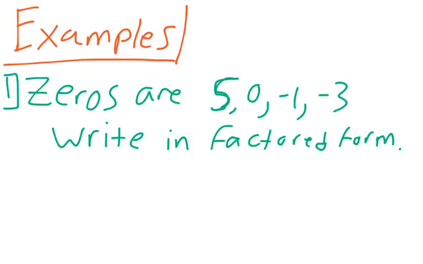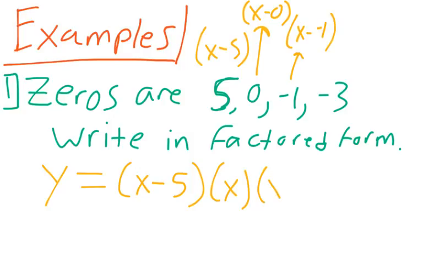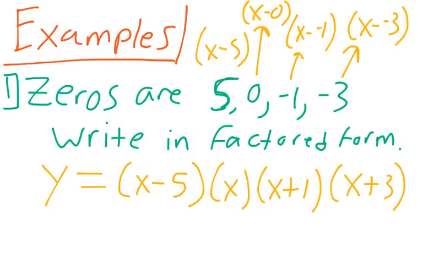So here's all I gotta do. Since my zero is 5, then x minus 5 is the factor. So x minus 5 comes right here. Since 0 is a zero, now it's weirdly repetitive, but it's x minus 0, so it's just x. Since -1 is a zero, that's x minus -1, which of course means x plus 1. And then -3 is a zero, so x minus -3, which of course means x plus 3.